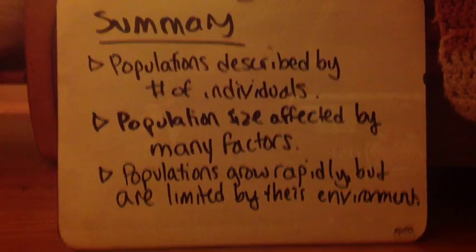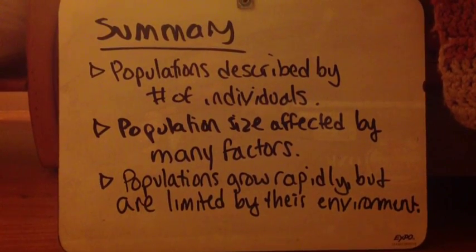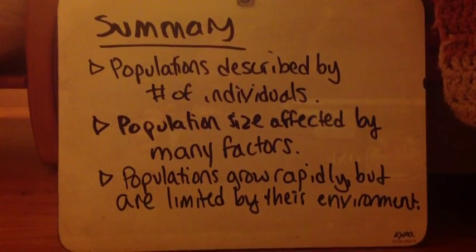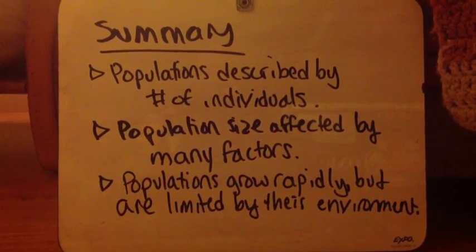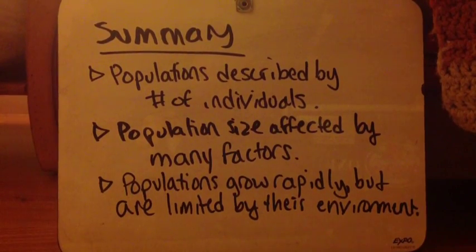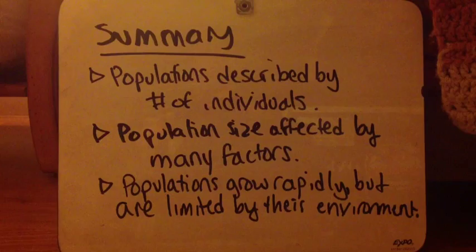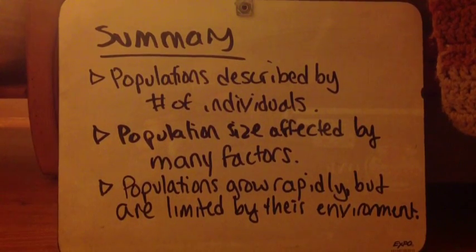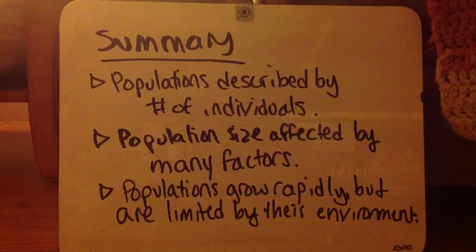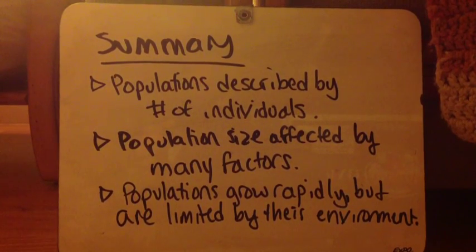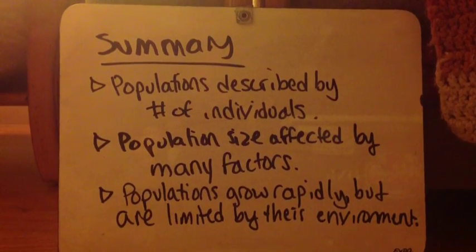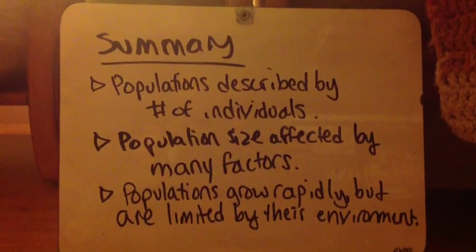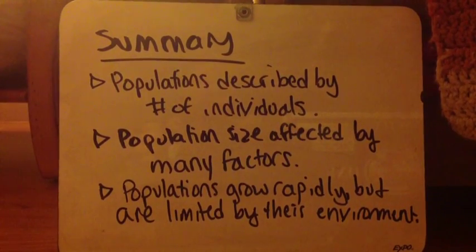So in summary, we know that populations are described by their number of individuals and how the individuals are found, whether they're dispersed, tightly found, or dense. We also know that population size is affected by many factors. We've listed a whole ton here today, ranging from diseases to growth to birth to immigration, that all affect whether or not you'll have a big population or a small population and how that population changes over time. Lastly, we touched on the idea that populations grow rapidly, but are definitely limited by their environment due to carrying capacity and what is around them, due to interactions with others. So that's our summary for today of populations and how populations grow.